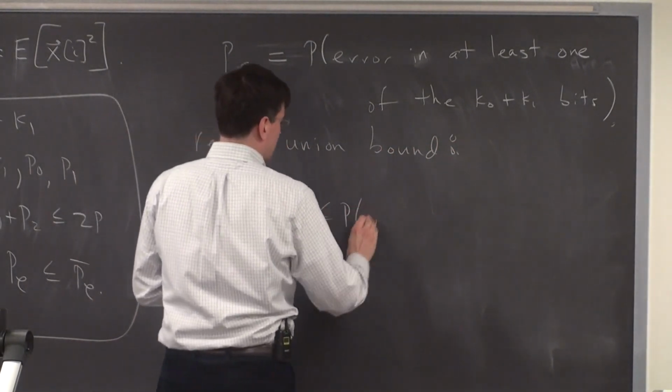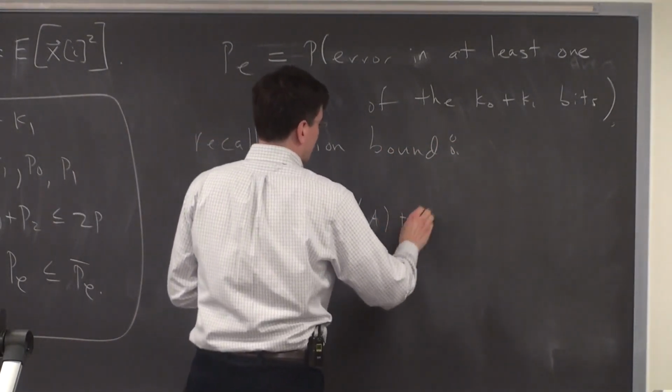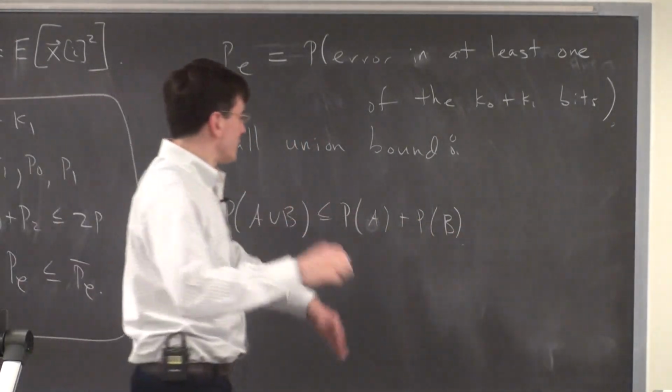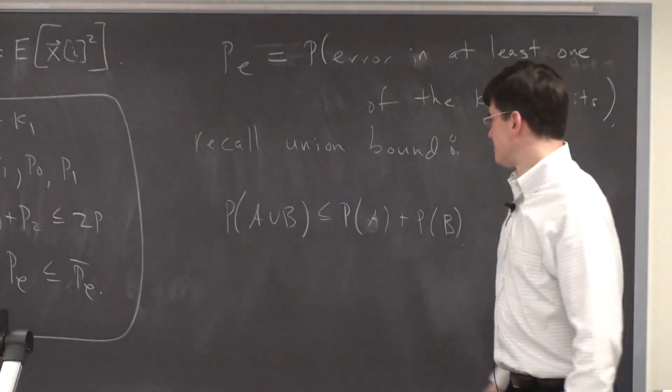Probability of A union B is upper bounded by probability of A plus probability of B. This requires no assumptions on A and B, right? They don't have to be independent. They don't have to be disjoint. It's always true. Look familiar?